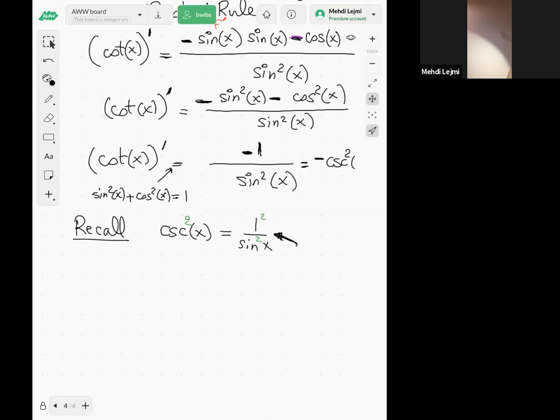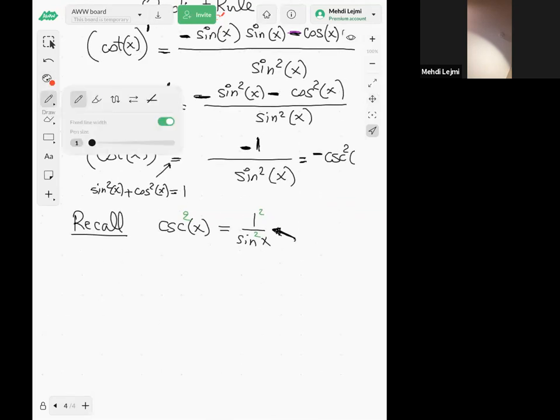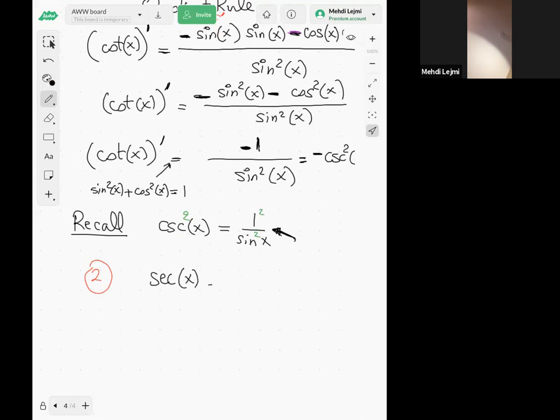So now we're going to compute the derivative of secant of x. Secant of x, by definition, is 1 over cosine. That's the definition of secant of x, and I want to compute the derivative, secant of x prime. So what would be the derivative? Secant of x is 1 over cosine, so this is a fraction. It's f of x over g of x. My f is 1, and my g is the cosine.